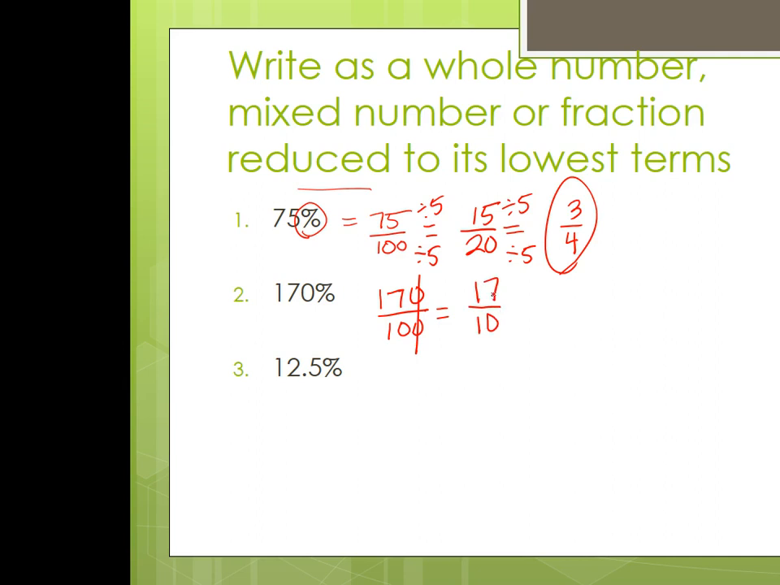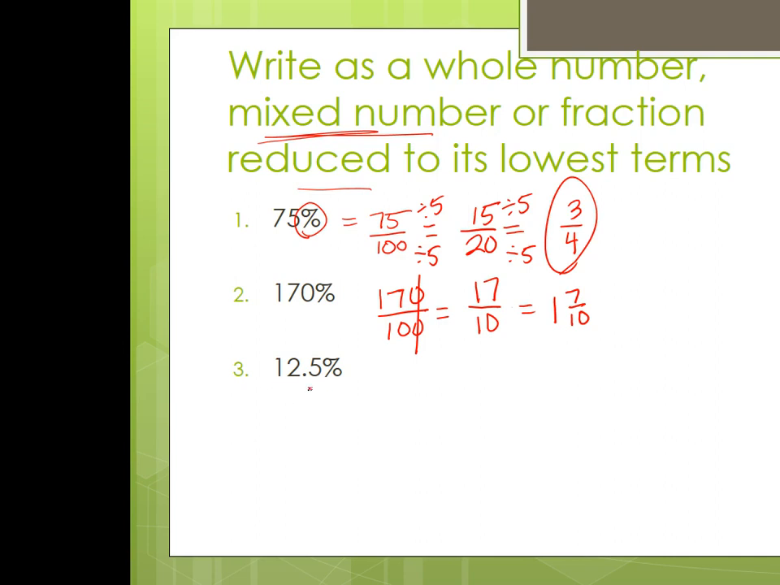So this is a fraction reduced to its lowest term, but we can make it into a mixed fraction because 17 is more than 10. So you need to think about how many times 10 goes into 17. 10 goes into 17 one time with 7 out of those 10 left over. So it's 1 and 7 tenths.